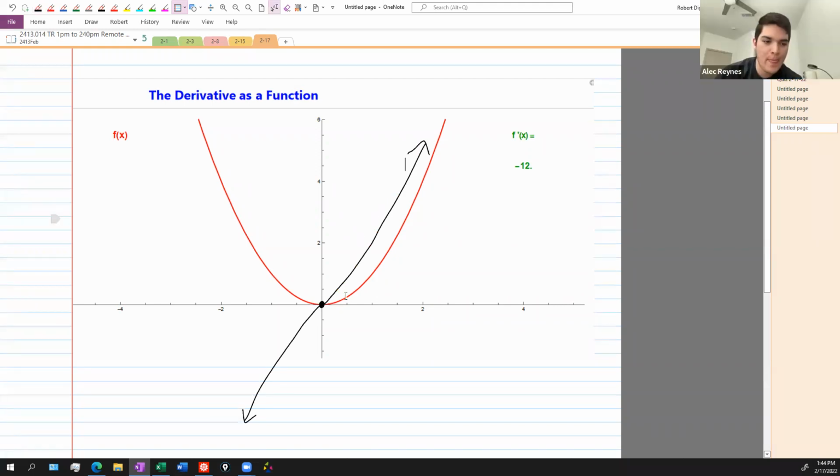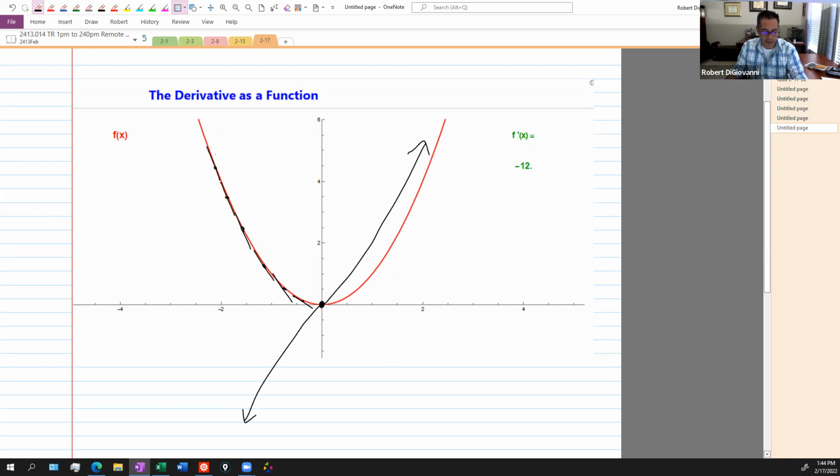Everybody should have something close to this. At 0, the slope is 0. To the right, the slope is positive, but it's getting bigger. So you can see it, as you move to the right, the black graph gets bigger. As you move to the left, these derivatives are negative, but as you move from right to left, they get steeper but negative, and so it should move down and to the left.